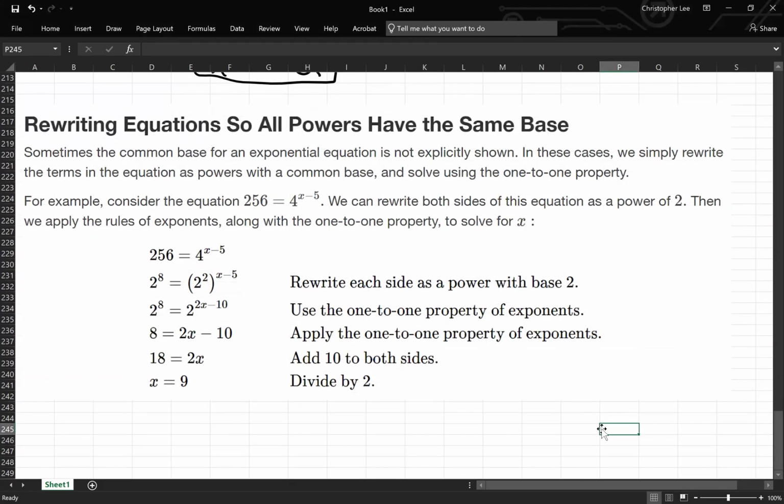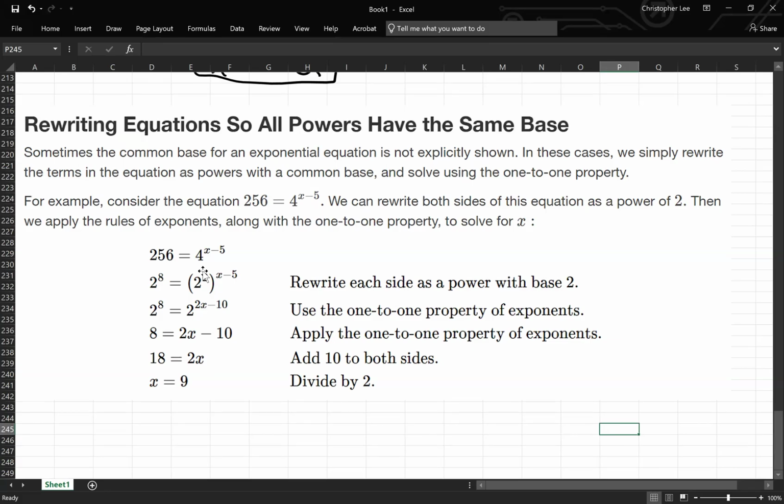So we want to rewrite equations so all powers have the same base. Sometimes the common base for an exponential equation is not explicitly shown. In these cases, we simply rewrite the terms in the equation as powers with a common base and solve using the one-to-one property. So for example, consider the equation 256 is equal to 4 raised to the x minus 5 power.